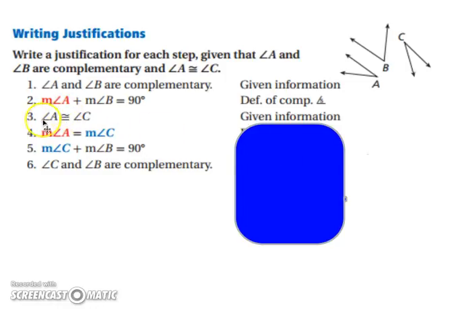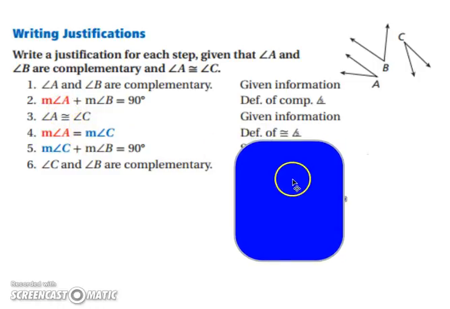Alright, well using that angle A is congruent to angle C, we're jumping to the measure of angle A equals the measure of angle C. Notice the only thing different here is this one is talking about your angles, the figure of your angle being congruent, and this is talking about their measures being equal. Whenever you change from congruent to equal or equal to congruent, you're using the definition of congruent angles. If you were talking about segments, it would be the definition of congruent segments.